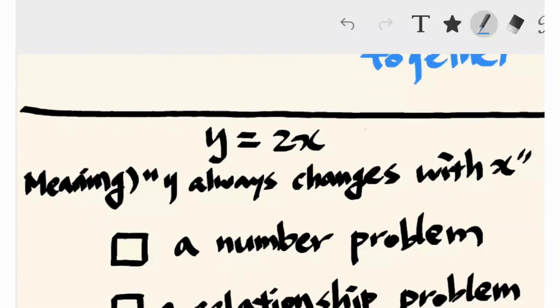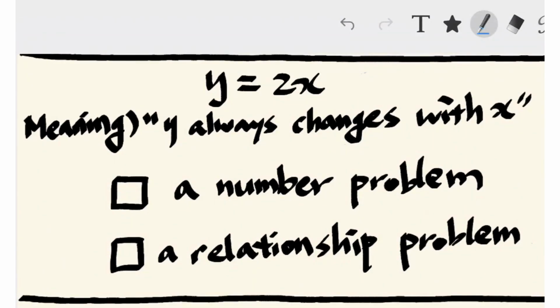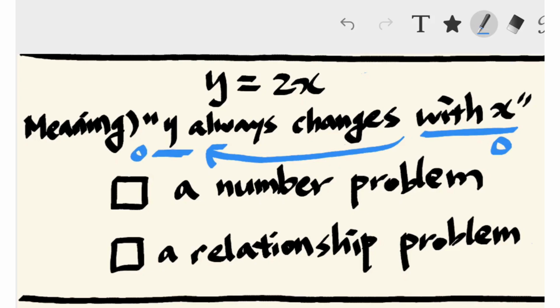Now look at this: y equals x. This does not mean find y. It means y always changes with x. If x doubles, y doubles. If x becomes 0, y becomes 0. This is not a number problem. This is a relationship problem.